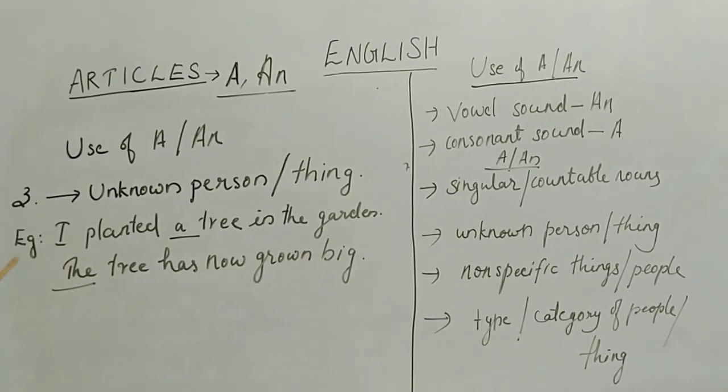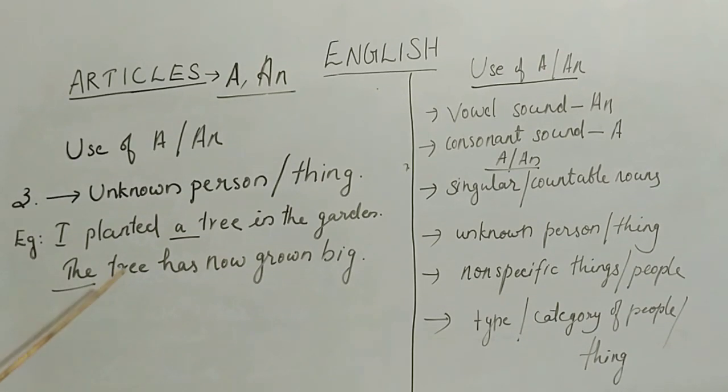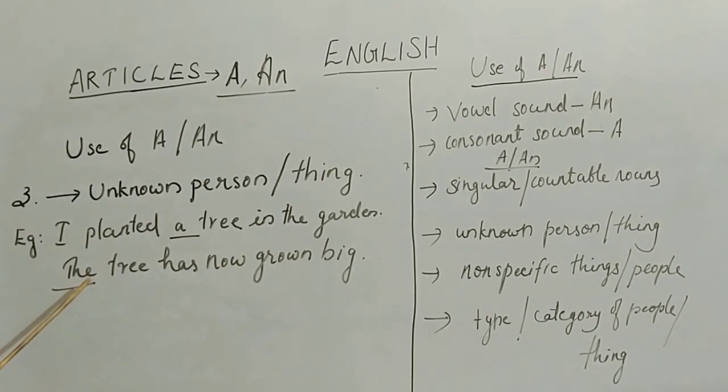The third point is, we can use the indefinite article a or an just before the unknown person or thing. Example, I planted a tree in the garden. The tree has now grown big. In the first sentence, I have used the article a tree. But in the second sentence, I have used the tree. Here I don't know about this tree, so the first time I am writing about this tree, I can write the indefinite article here. I planted a tree in the garden. But in the second sentence, we are mentioning again the same tree. Second time we are telling, so we can write this, the.